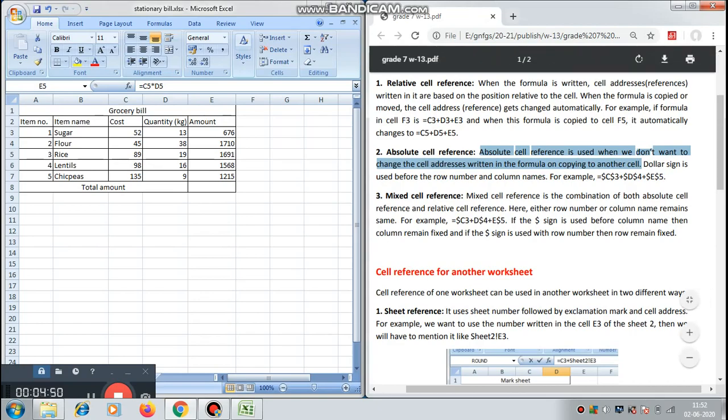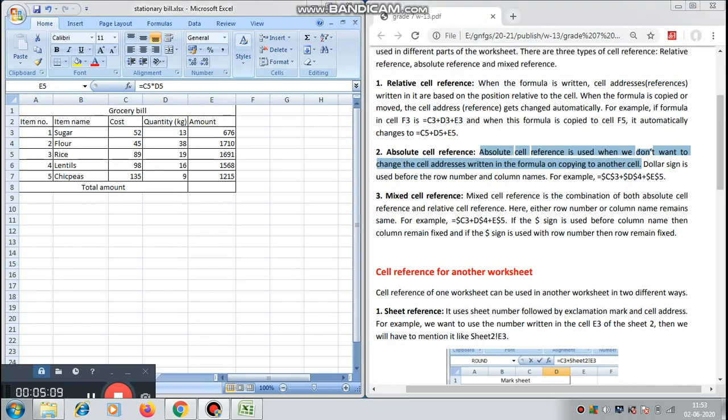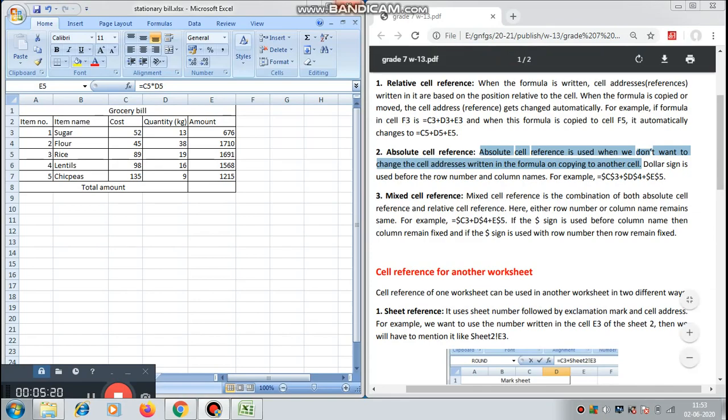In absolute cell reference, whenever we copy the formula to some other cell, that formula remains same. It does not change. In absolute cell reference, we are going to use dollar sign.